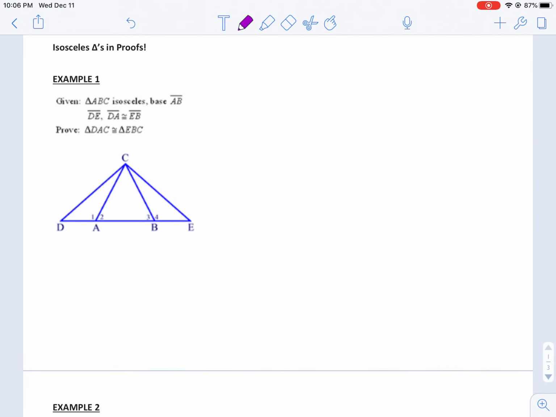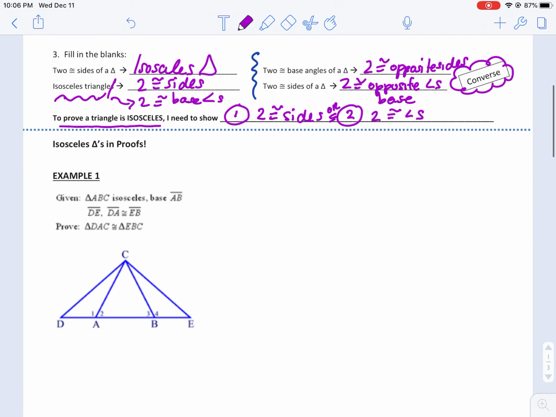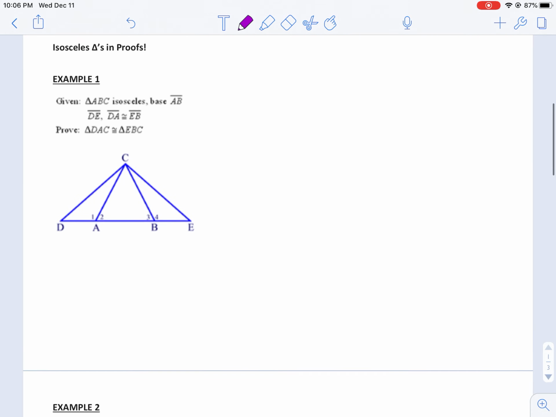All right, so welcome back to lesson 26. We're on to the next section. We just finished our warm-ups. So this is all about the triangle congruence proofs, right? We've been working on those for a few days. Now we're just focusing on seeing how isosceles triangles can be used in a proof.